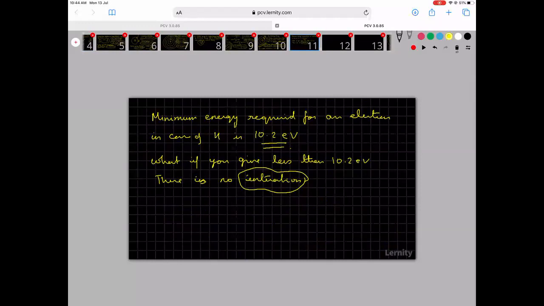Slide 11. The fact that there is no interaction was the contribution of Einstein. He was in Switzerland. So different people have contributed. Okay, 11. Then slide 8.